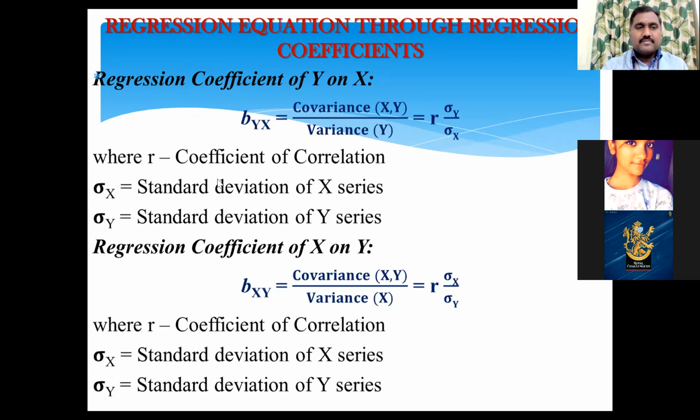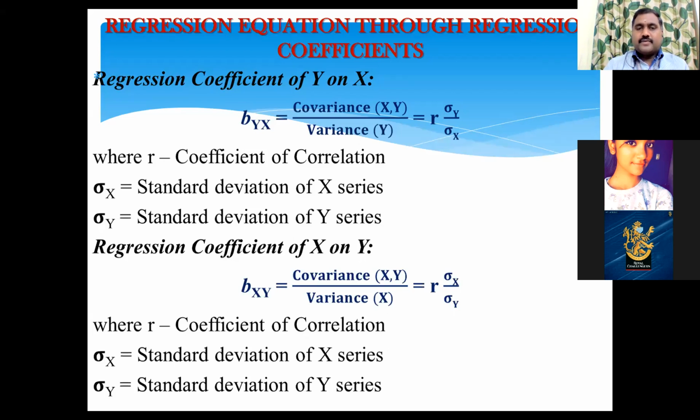Please note down this formula. Regression coefficient of y on x, b of yx, with yx in the suffix, equals r into sigma y divided by sigma x. Sigma x is the standard deviation of the x variable and sigma y is the standard deviation of the y variable. Similarly, the same thing applies for regression equation x on y. Only the numerator and denominator will be changed.